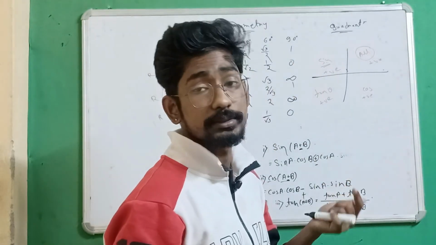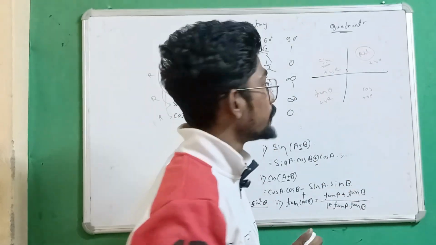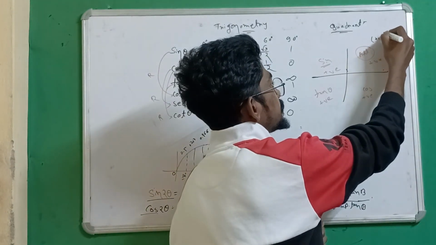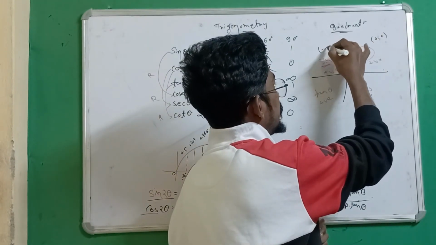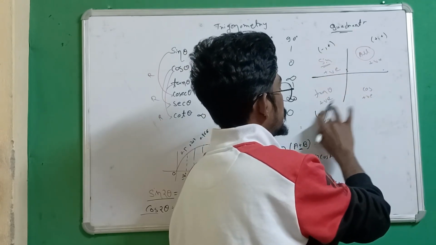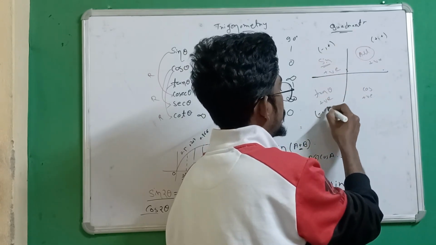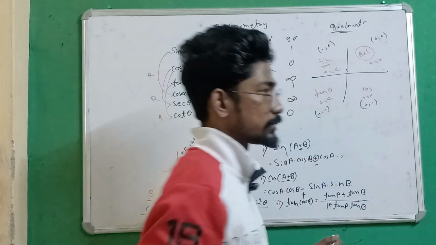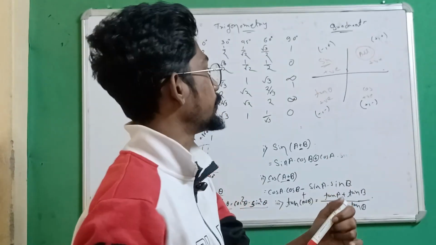Right? Why does this happen? Because you know the coordinate geometry, this is plus, this is plus. This is known as minus plus. Sorry, this is minus minus. This is known as plus minus. As you know, this is the x-axis and y-axis, right?